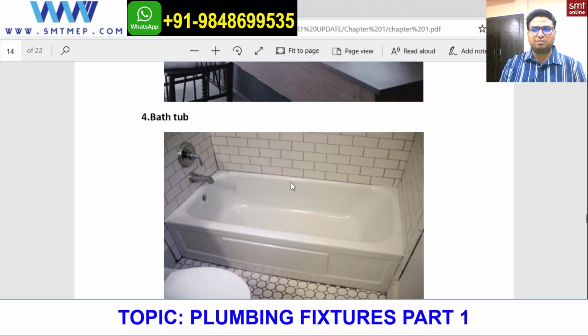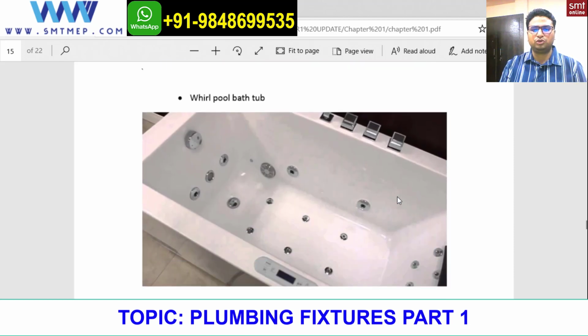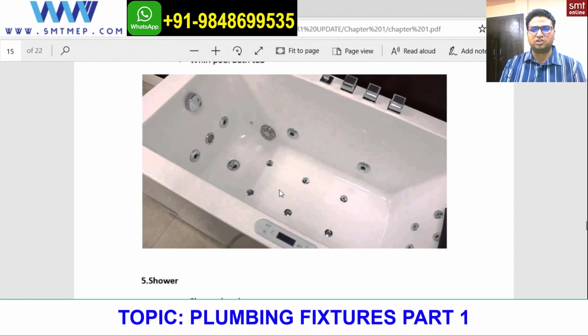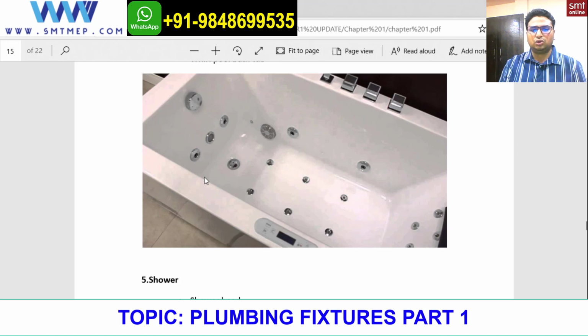And the next fixture is a bathtub, nothing but just to have a bath. The standard size over here is ½ inch. Okay, this is a bathtub just for having a bath. And this is a Whirlpool bathtub. The difference between that bathtub and this bathtub is that this has pressure points, as you can see. These are all our pressure points. Now it can be used as a massager too.